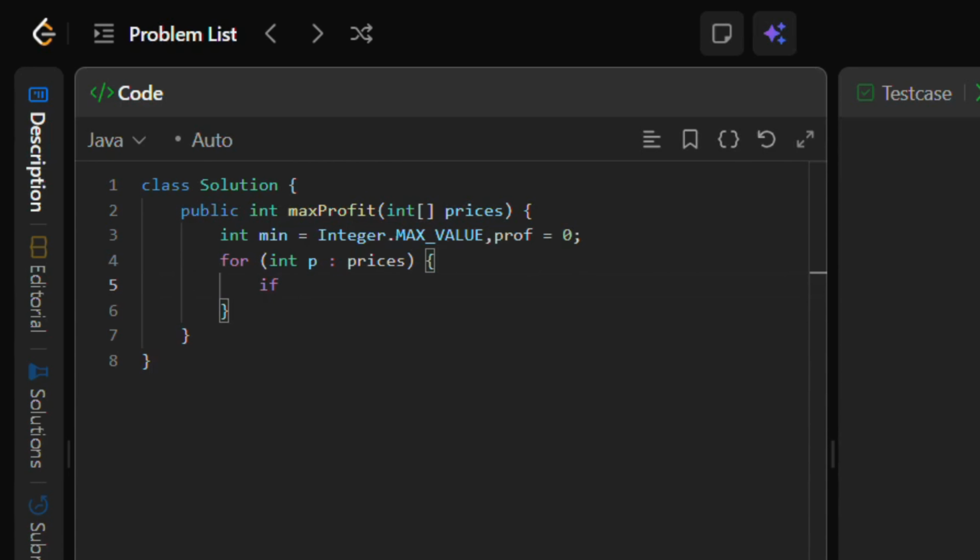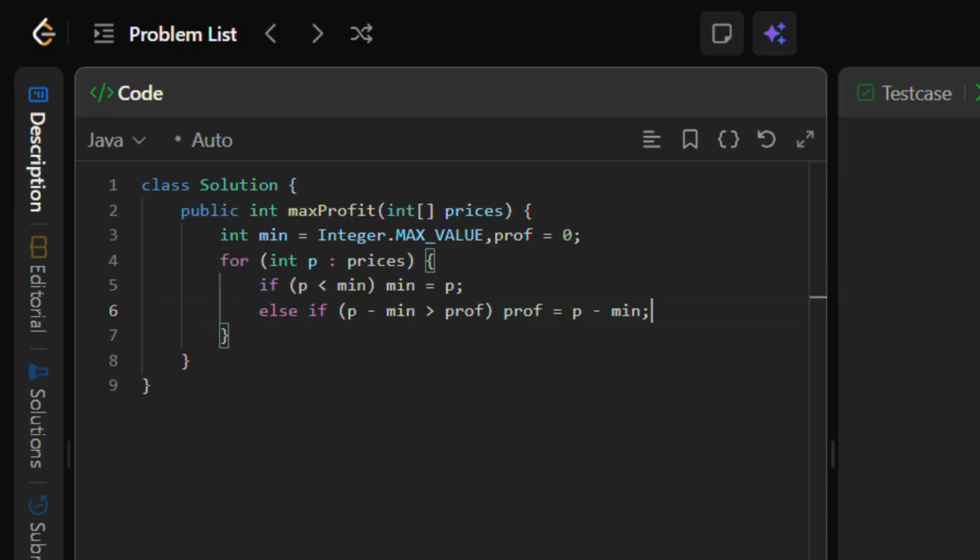Inside the loop, we first check whether today's price is lower than any price we have seen before. If it is, we update min. This is like saying, this is the best day to buy so far. Let us remember it. Otherwise, meaning the price is not a new minimum, we check whether selling today would give us a better profit than we have seen before. If today's price minus the best buy price, which is min, is greater than our current profit, we update profit. This is the moment we discover a more profitable sell day.